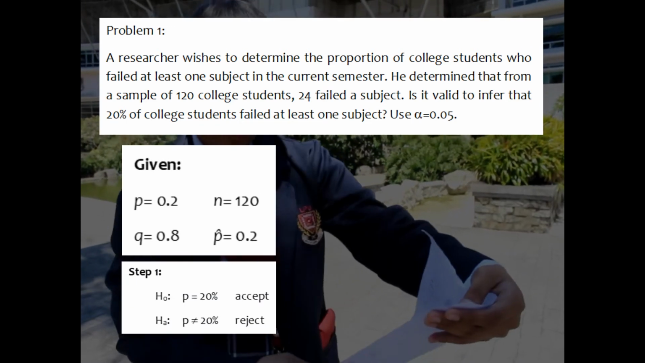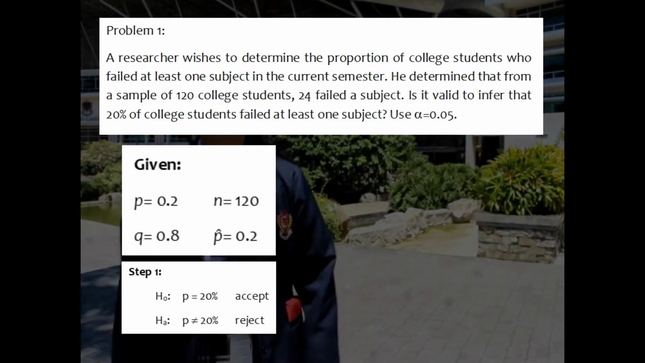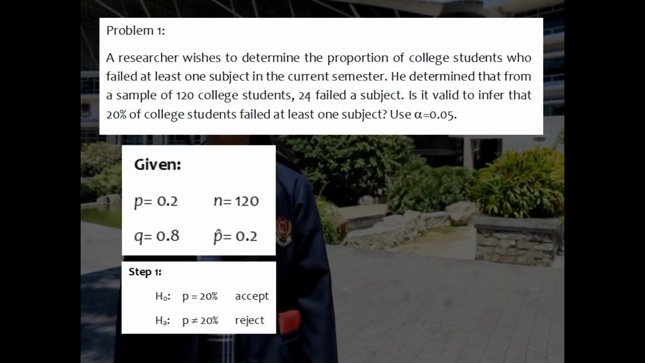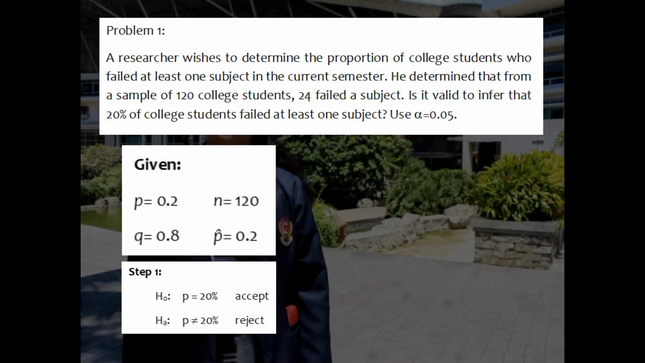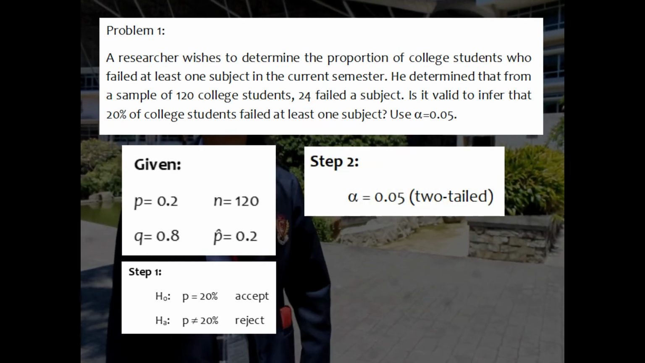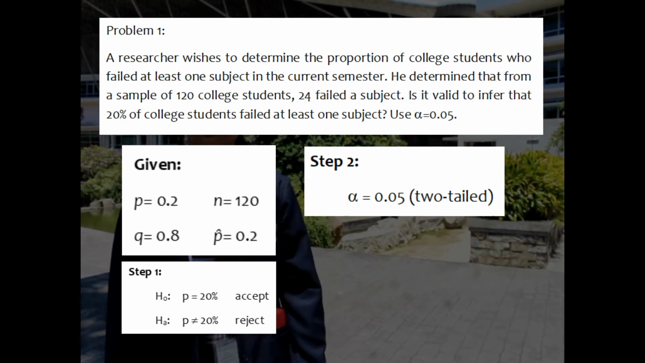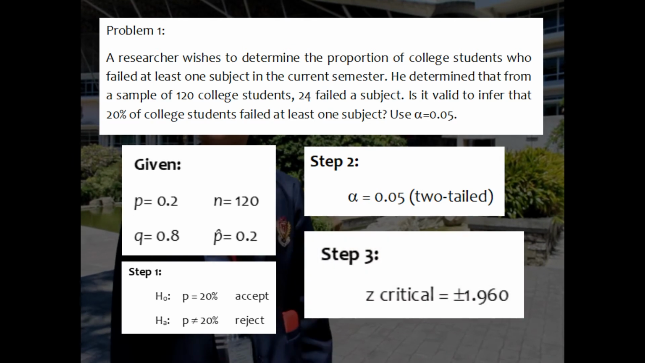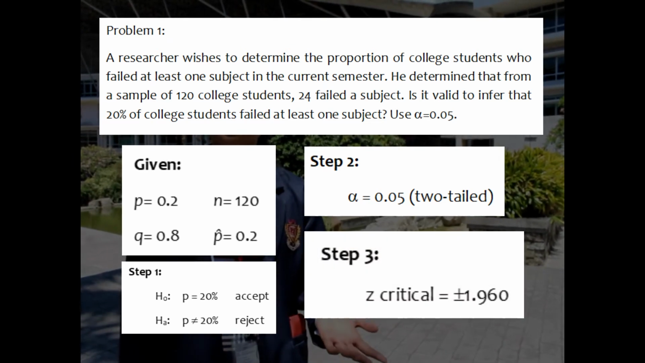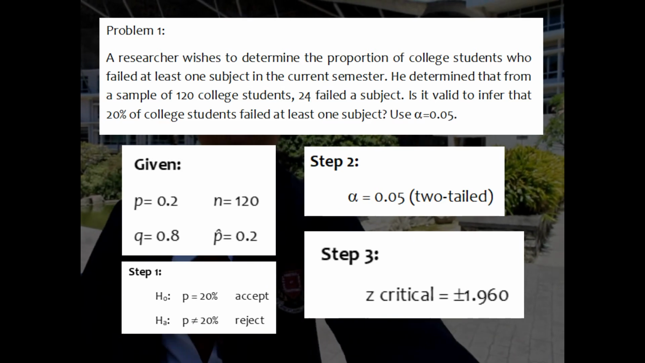For the null hypothesis, we have P is equal to 20%, and for the alternative hypothesis, we have P is not equal to 20%. Step 2. In this problem, we are asked to use 0.05 level of significance, and this is two-tailed. For step 3, 0.05 level of significance gives us the Z critical of 1.960.